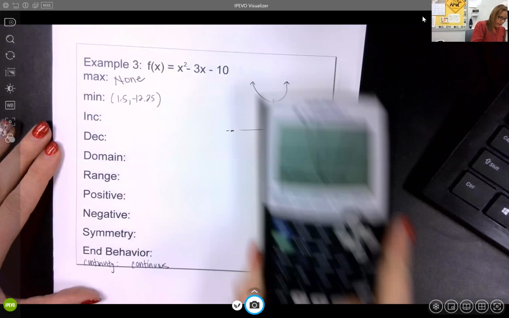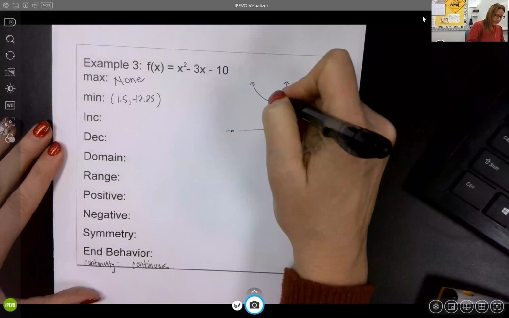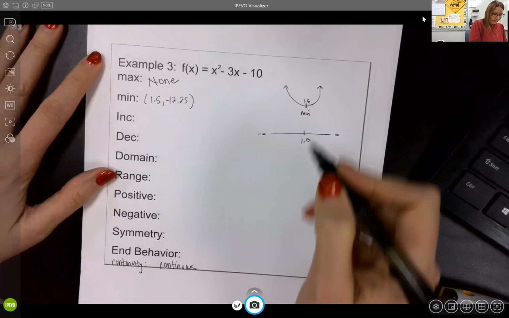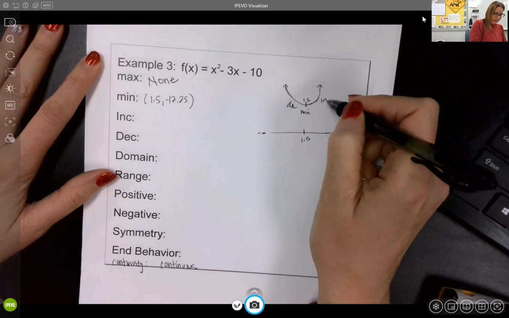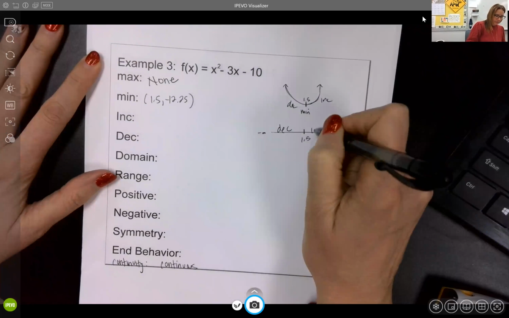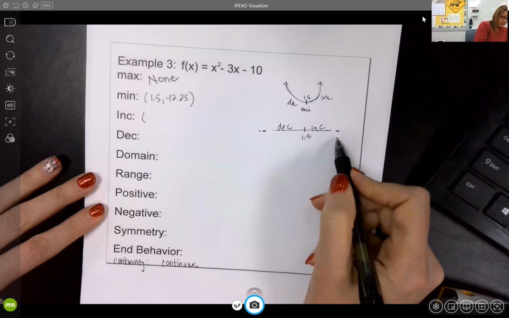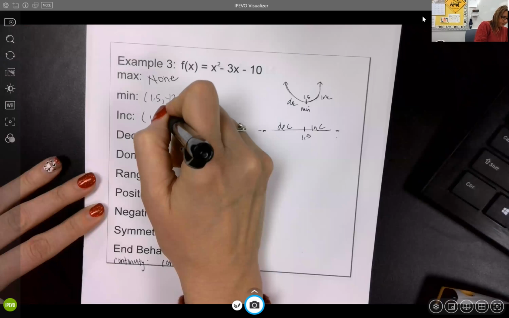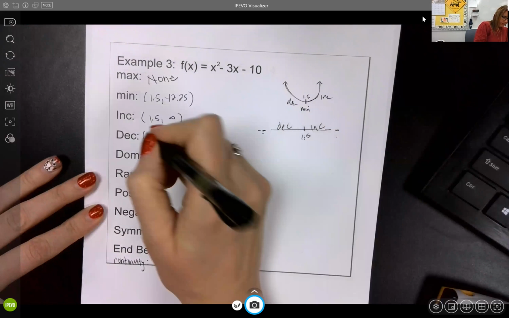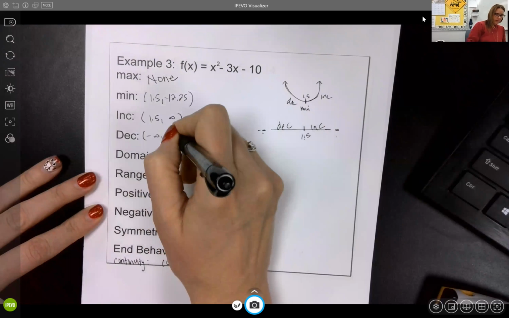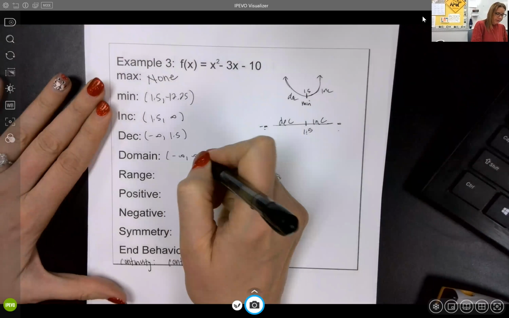Okay, so I'm going to mark right here 1.5. Okay, so now it's going down, and then it's going up. So decreases and then increases. So my increasing is going to be from 1.5 to infinity. And my decreasing is going to be negative infinity to 1.5. Okay. Domain is going to be negative infinity to positive infinity.